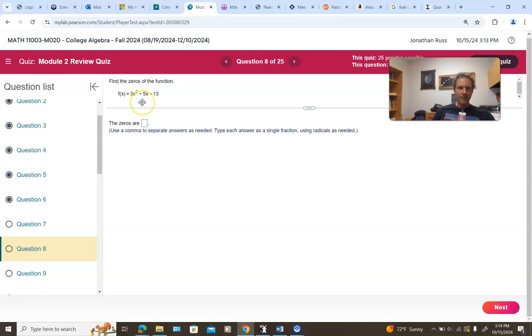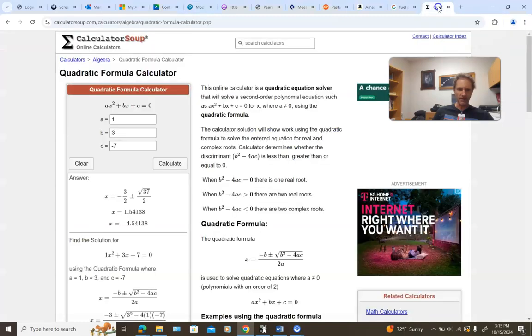Let's see. So again, technically you would take the function, set it equal to 0, and solve it for x. So you'd have a quadratic equation. I'm trying to think, is this one factorable? And it's not. So we'd have to use the quadratic formula again. Okay, so my a is 3, my b is -5, and my c is -13. So 3, -5, and -13.